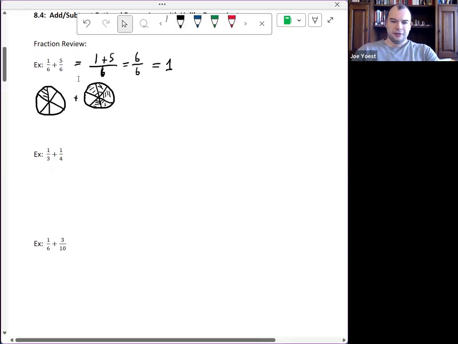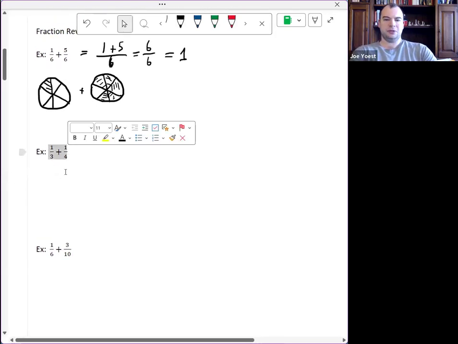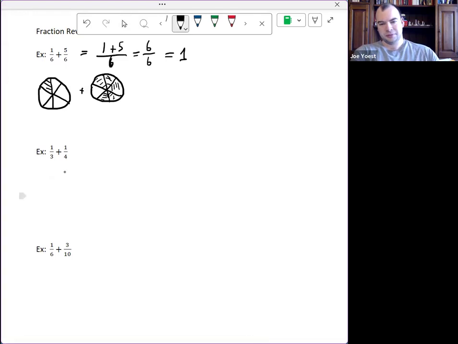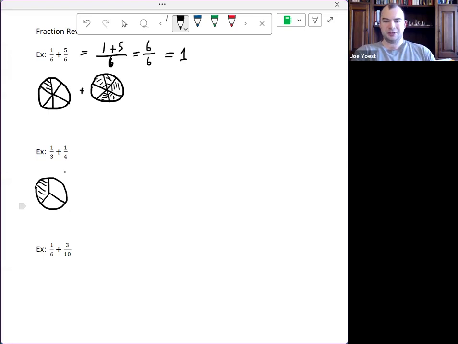What if I have something like 1/3 plus 1/4? Well, here I've got one pizza from maybe Pizzeria A. They slice their pizza into thirds. Strangest pizzeria in the world. It would be quite difficult, I think, to cut a pizza into thirds, but that's how they do it.